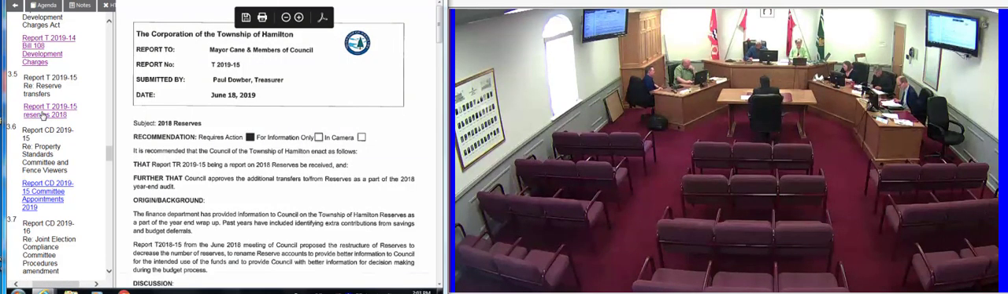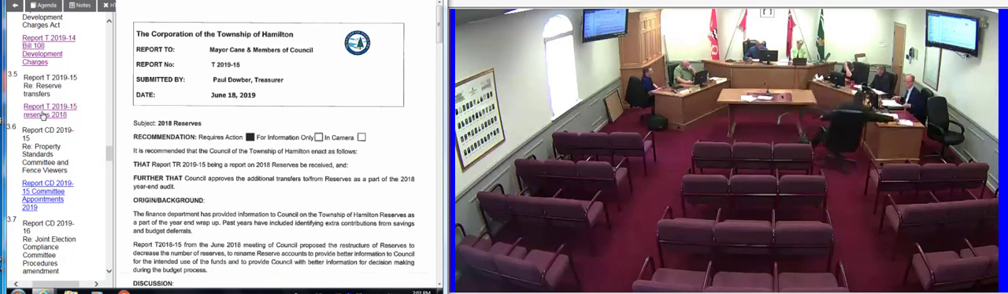13.5, reserve transfers. Need a mover and a seconder that report T 2019-15 regarding the 2018 reserves be received, and that the Council of the Township of Hamilton enacts as follows. The Council approves the additional transfers to and from reserves as indicated within report T 2019-15 as a part of the 2018 year-end audit. Moved by Pat, seconded by Scott.